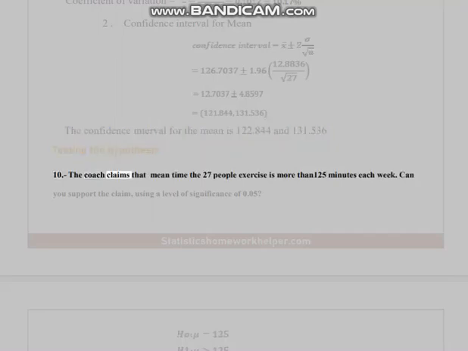Testing the hypothesis. The coach claims that the mean time the 27 people exercise is more than 125 minutes each week. Can you support the claim using a level of significance of 0.05?